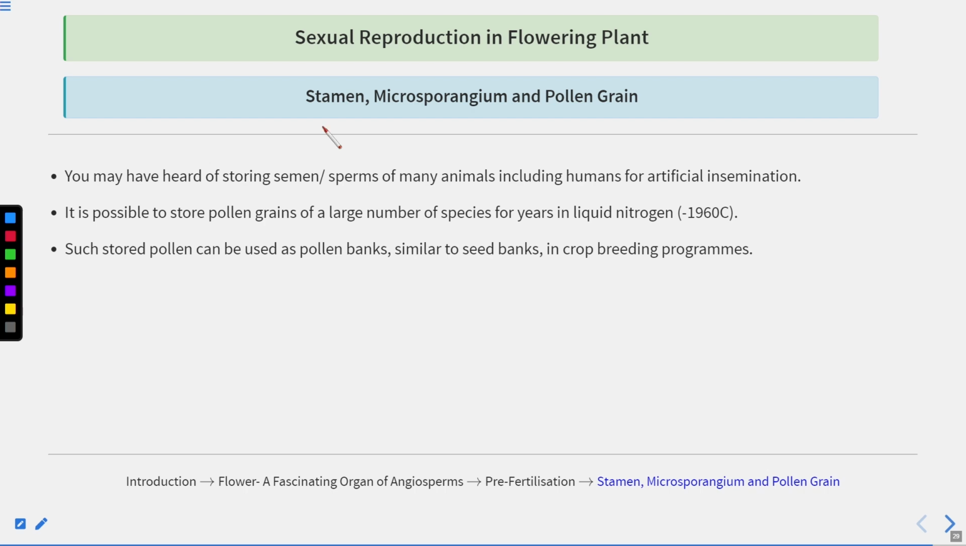Now you may have heard of storing semen and sperms of many animals including humans for artificial insemination. Similarly, the pollens can also be stored. So pollens of a large number of species can be stored for many years in liquid nitrogen. What is the temperature of liquid nitrogen? Minus 196 degrees Celsius. The pollen grains can be stored at this temperature for many years. Such pollens can be used as pollen banks similar to the seed banks in crop breeding programs.